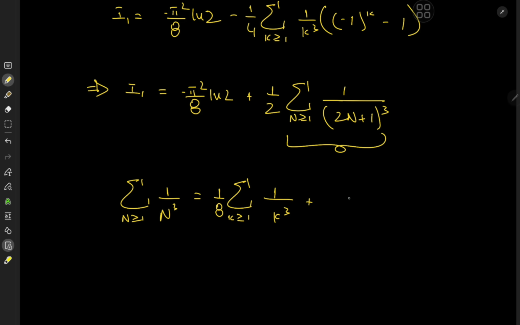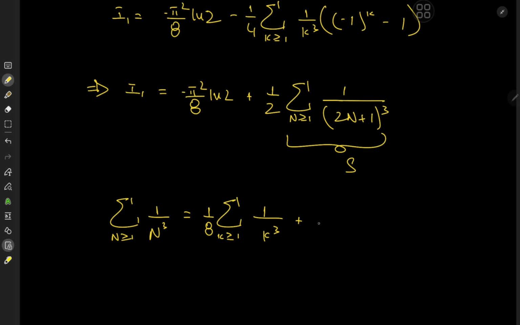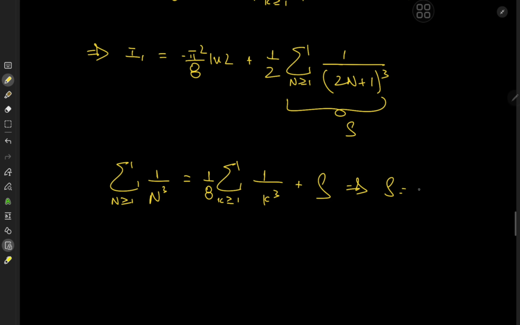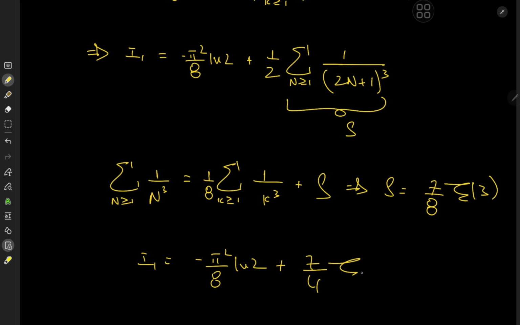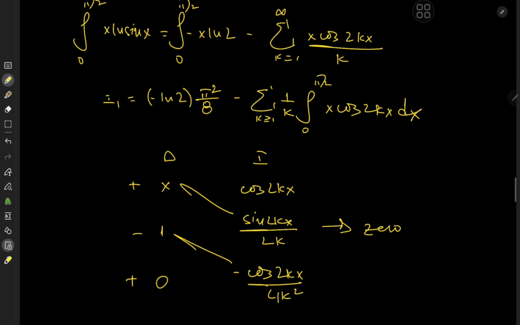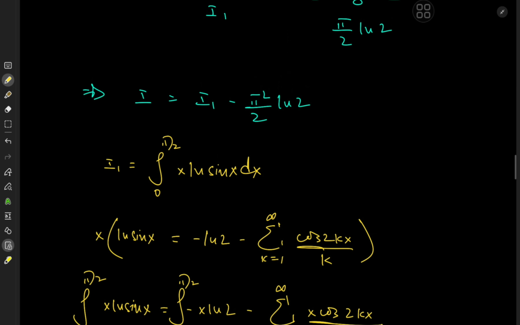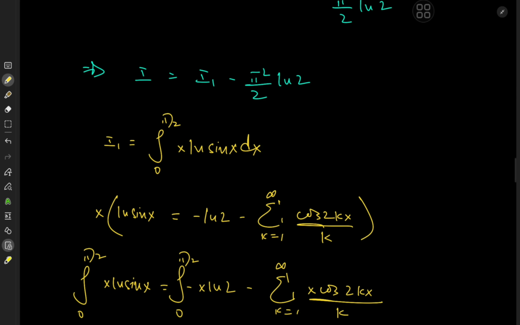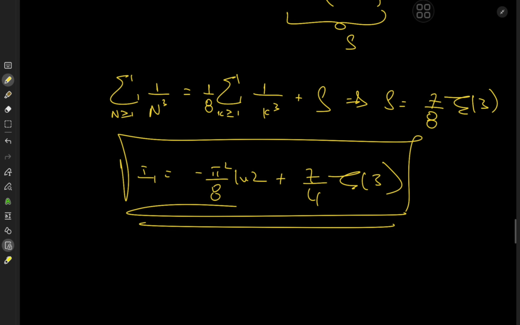And in the other case, you will just get your target sum S. That is exactly the sum over here. So let me just give myself some writing space. This is S. So this implies that S here is 7/8 of Apéry's constant, or zeta 3. So I sub 1 equals quite nicely pi squared over 8 times log 2 plus 7/4 of Apéry's constant. Now, I forgot, what exactly were we evaluating? Oh yeah, we're supposed to have I sub 1 minus pi squared over 2 times log 2.